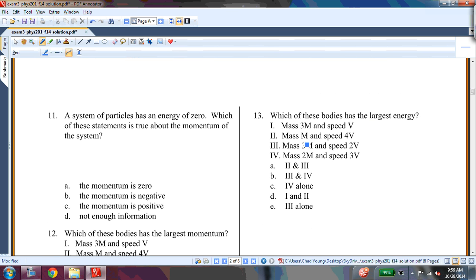A system of particles has an energy of 0. What can you say about the momentum? Well, the momentum is 0. If the energy is 0, that means that the speed of all the particles is 0. So those particles are not moving at all.